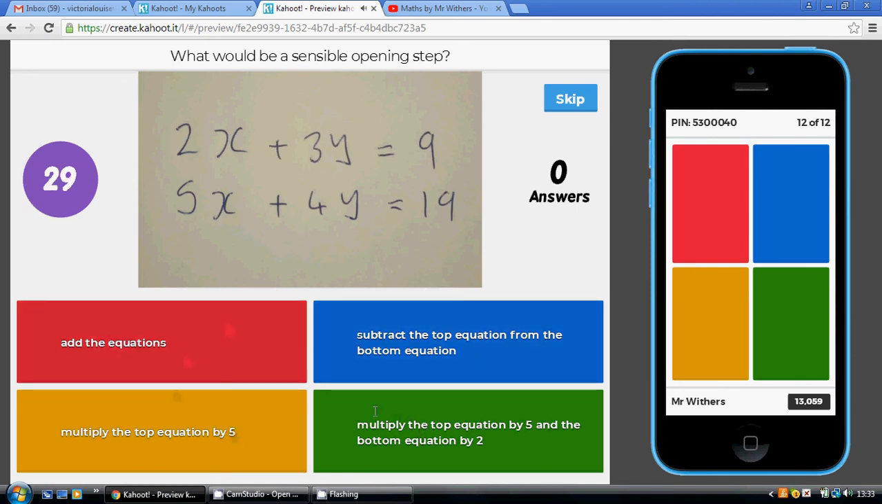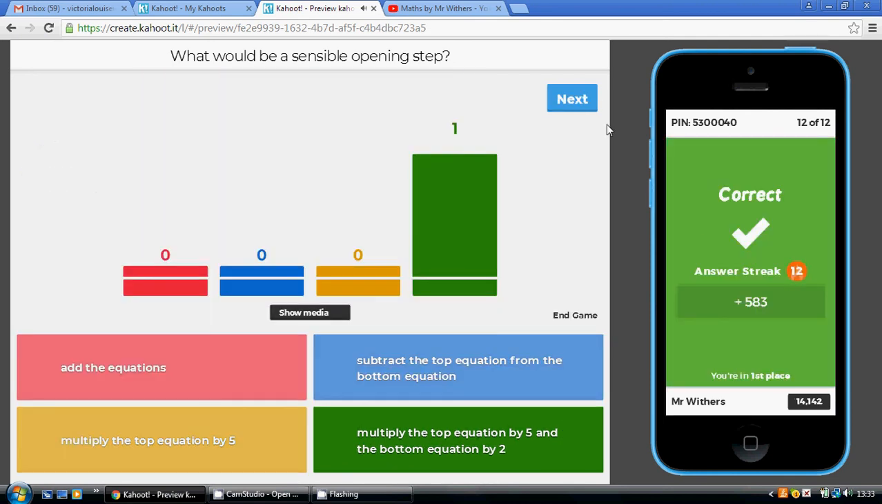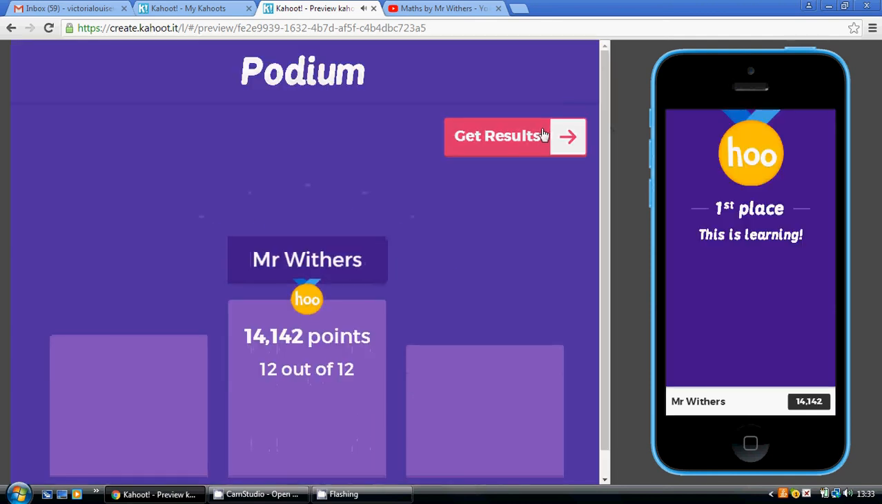Not that I've given you the option down here, but had you chosen to line up the y's, an alternative strategy would have been to multiply the top equation by 4 and the bottom equation by 3, because that would have lined up the y's. But I focused on the x's, so that's multiplying the top one by 5, the bottom one by 2. So, I hope that helped.